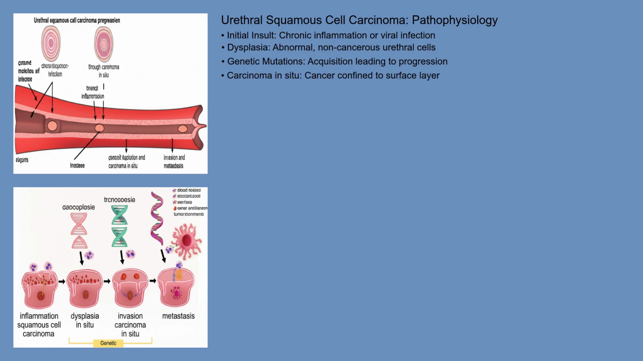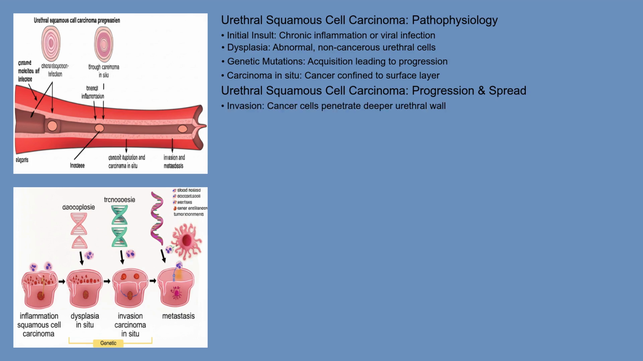If left untreated, these cancerous cells can invade deeper into the urethral wall and eventually spread to nearby tissues, lymph nodes, and distant organs. The specific genetic alterations involved can vary, but they often affect genes that control cell growth, DNA repair, and programmed cell death. The tumor microenvironment, which includes immune cells and blood vessels, also plays a crucial role in tumor growth and metastasis.